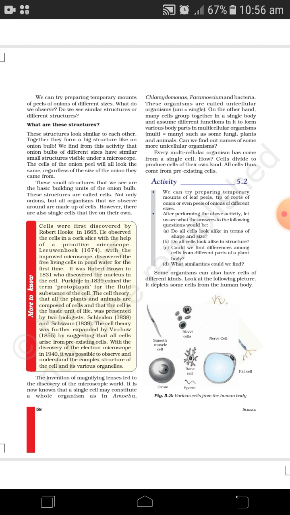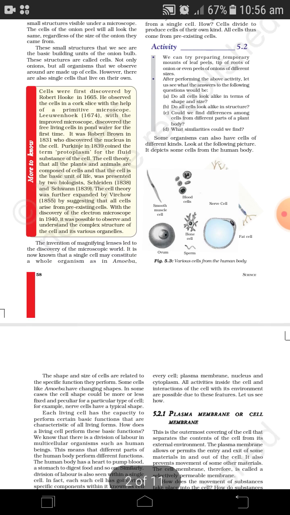There is an activity 5.22. Under that we can see some organisms can also have cells of different kinds. Look at the following pictures. It depicts some cells from the human body. First we can see smooth muscle cell. Next we can see blood cells. Here, nerve cells, fat cell, bone cell, sperm, ovum. These are the various cells in the human body.